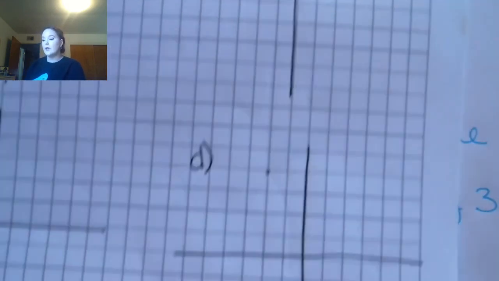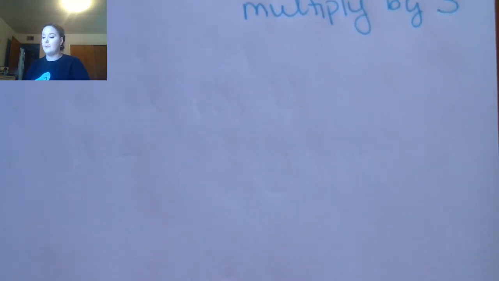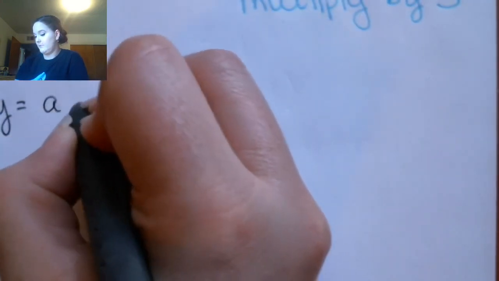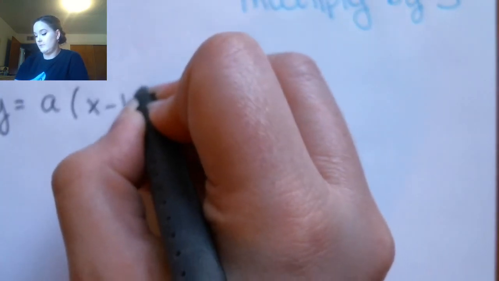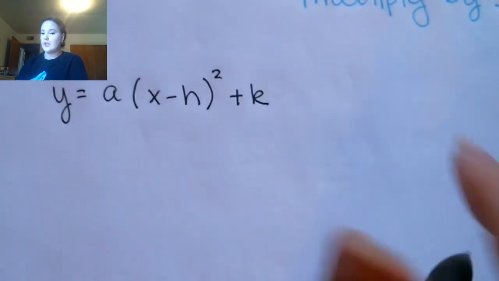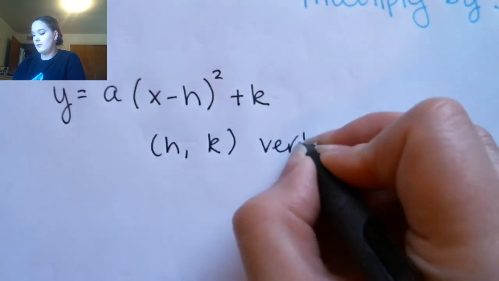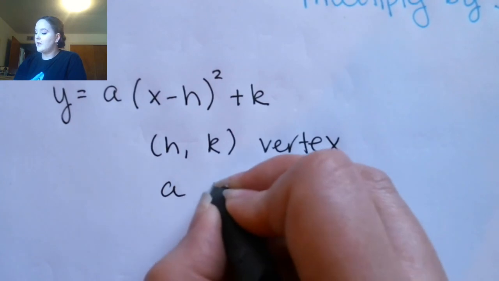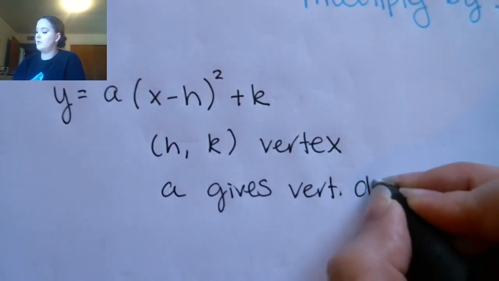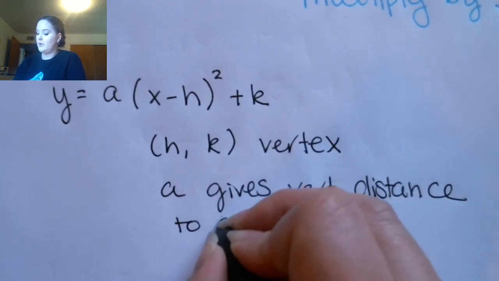All right. So in summary, when you are looking at the vertex form, h, k is the vertex. And then a gives the vertical distance to the other key points.